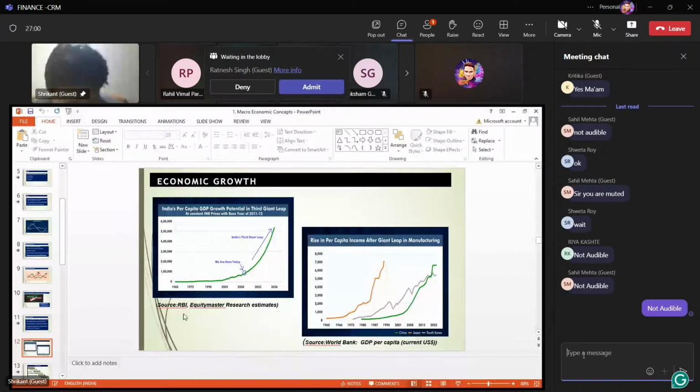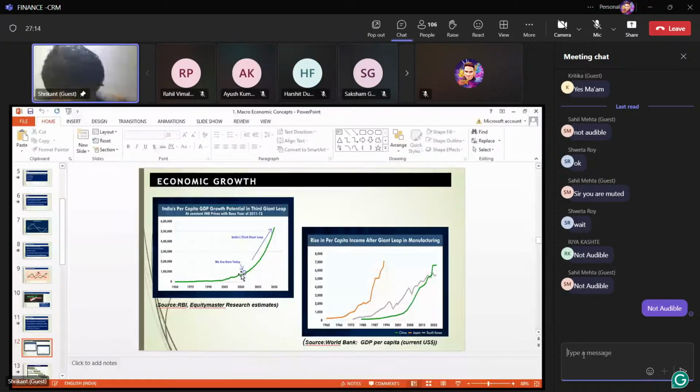On the left, this is from RBI, and it says where we are. If you can see the arrow of my mouse, you can see that we are anticipating a trajectory. We are talking about India's third giant leap. This is where we are, and this is what we are anticipating is going to happen from now on. From 2025 onwards, this is what we're expecting.